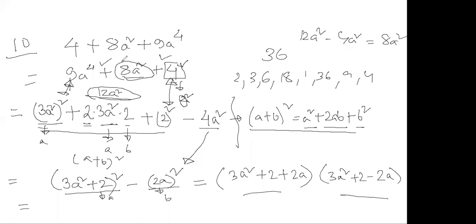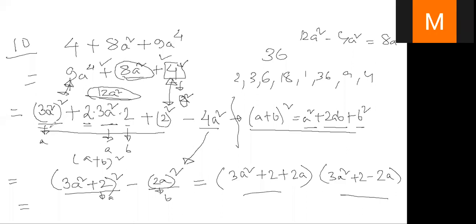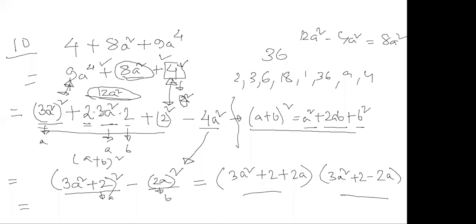Okay, so I think no one has a problem. The fourth line is so easy because 3a square I've considered to be a, this is 2ab plus b square. So a square plus 2ab plus b square equal to what? A plus b whole square. So instead of a, I've written 3a square, instead of b, I've written 2. So a plus b whole square, that is 3a square plus 2 whole square, minus, instead of 4a whole square, I've written what? 2a whole square.